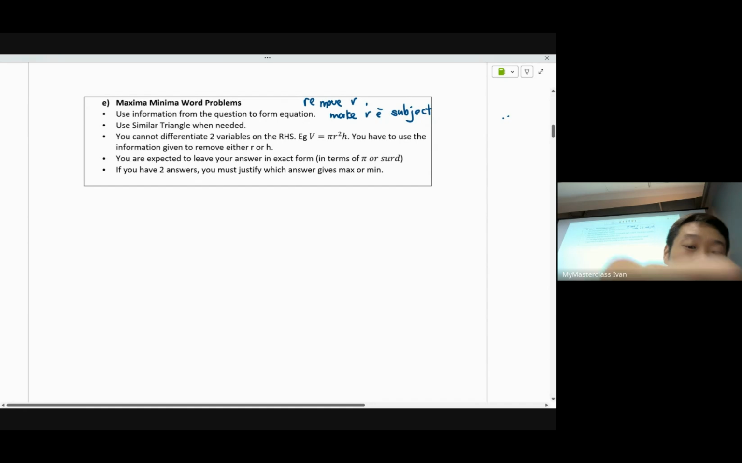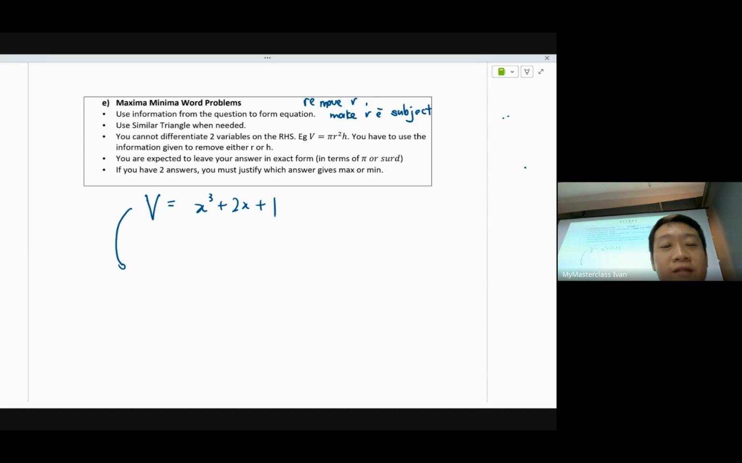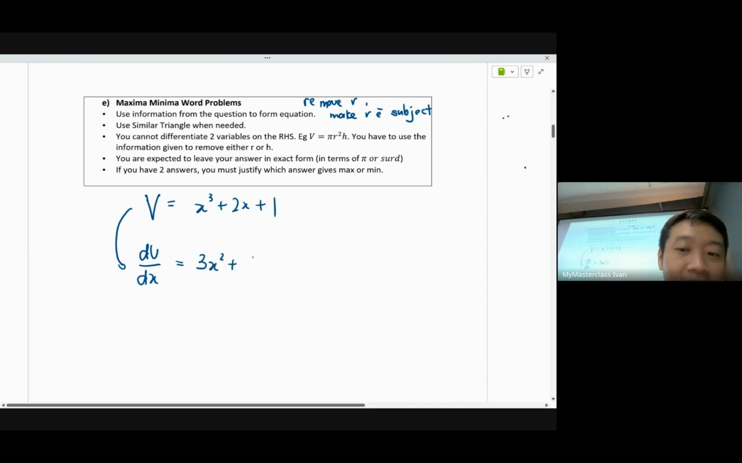Okay, so something like this. If V equals x cubed plus 2x plus 1, when I differentiate this, what is the notation? dV/dx equals, tell me what is the answer on the right side? 3x squared plus 2. Understand or not?